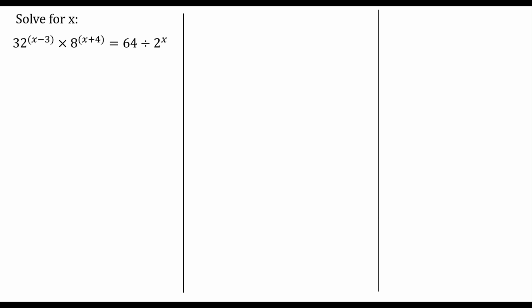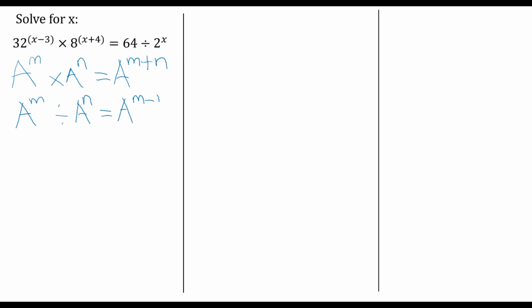In this session, we are going to solve for x in the given equation. To solve this problem, you need to bring to mind two important principles. The first states that a^m multiplied by a^n is equal to a^(m+n). The second principle is a^m divided by a^n is equal to a^(m-n). Now let's get back to the problem.